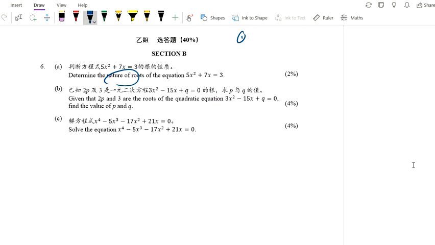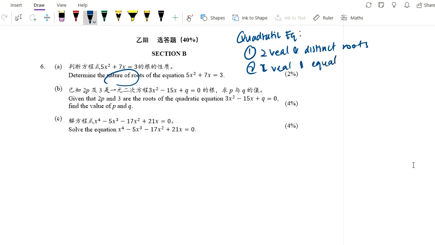So for quadratic equation, we know that we have 3 types of roots. Quadratic equation, the highest degree is 2. So there are always 2 roots. They are either real, imaginary, or distinct or equal. So we can have 2 real and distinct roots, 2 real and equal roots. Okay, which means this one is sometimes we call it 1 real root, but actually there are 2 roots.